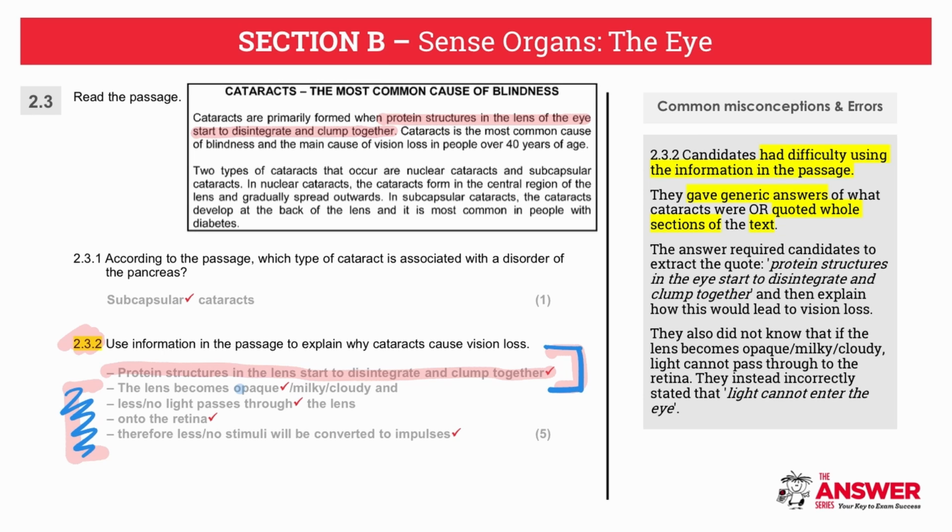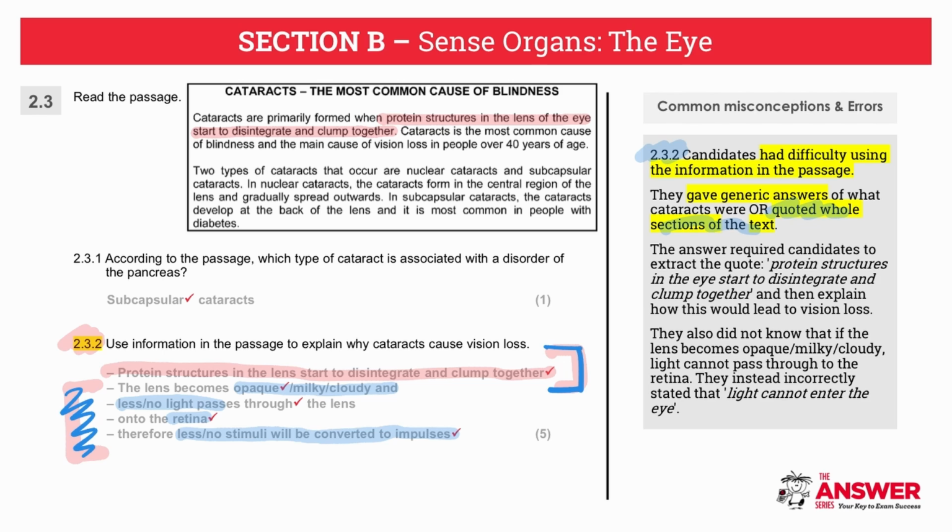So the lens becomes opaque or milky or cloudy, so there's a clump in front of it. That means that less or no light is going to pass through to the retina, and no stimuli for light will be converted to impulses. So you basically go blind from the cataract. The diagnostic report says that candidates had difficulty using the information in the passage. They either gave very generic answers of what cataracts were, so they quoted from their textbooks, or they quoted whole sections of the text instead of actually contextualizing it.